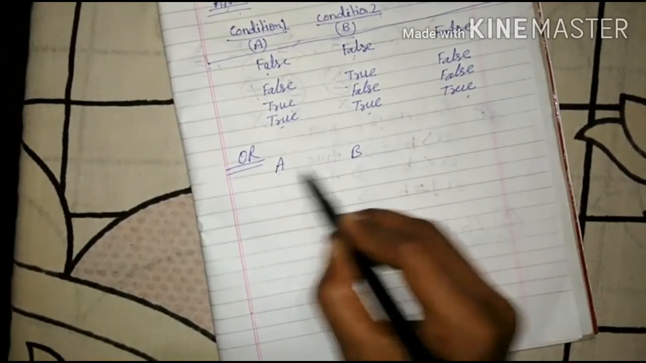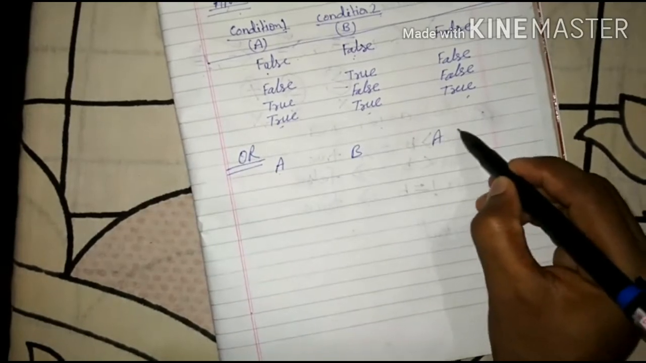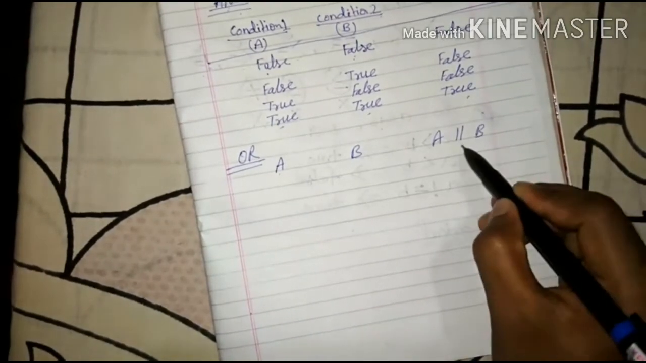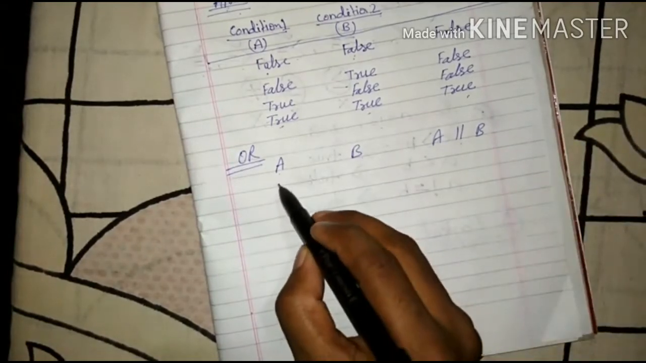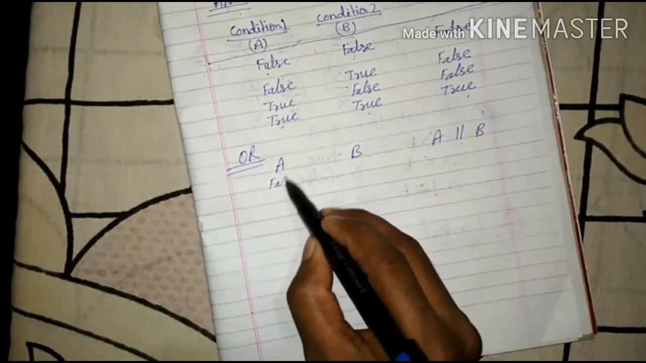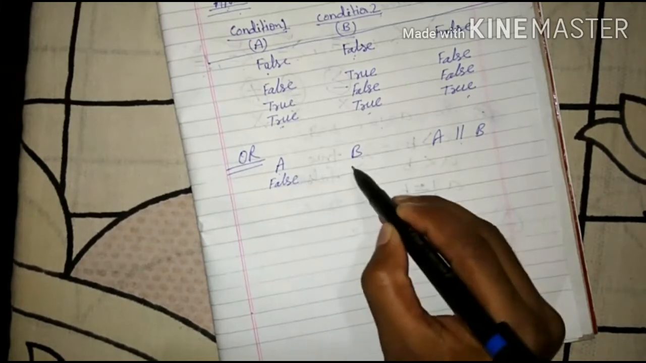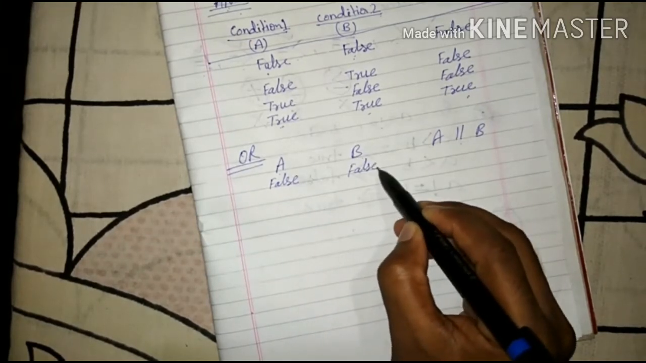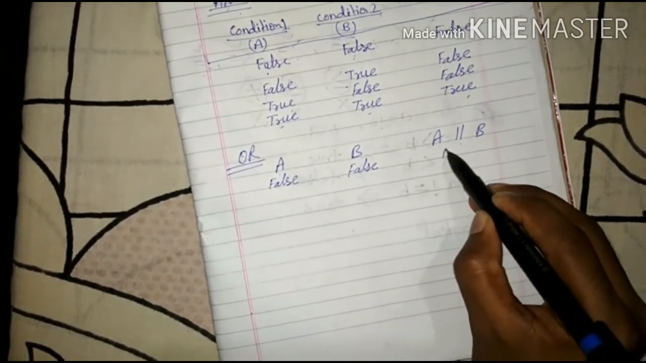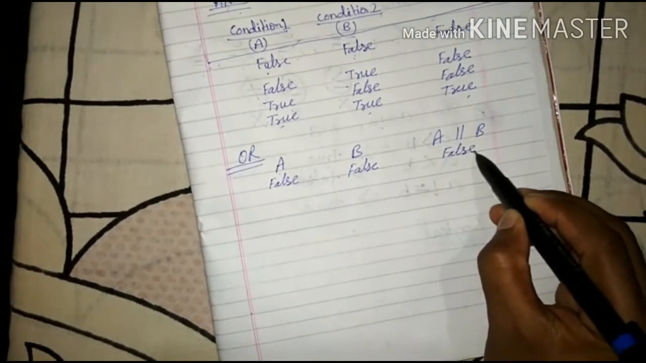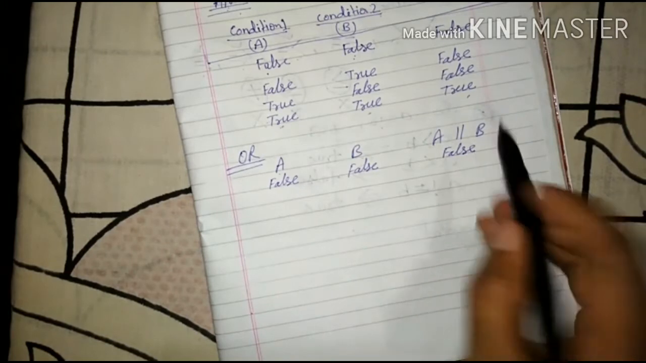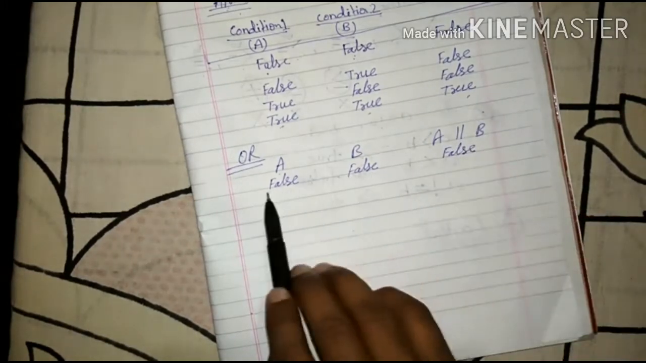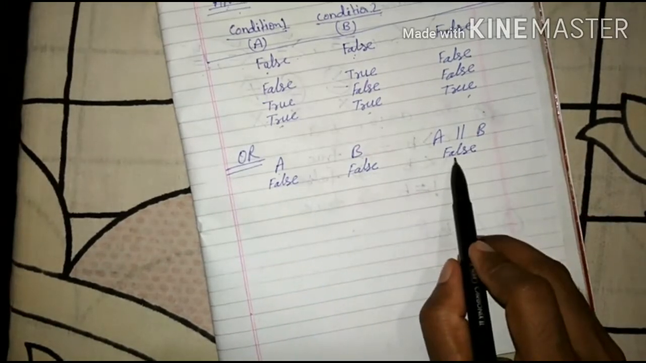This is condition 1, condition 2, and A or B. This is the pipe sign. You can see this pipe sign on the keyboard. Okay, suppose this is false. If I'm writing false, false, then the result will be false. In the case of OR, if both the conditions are false, then the result is false.